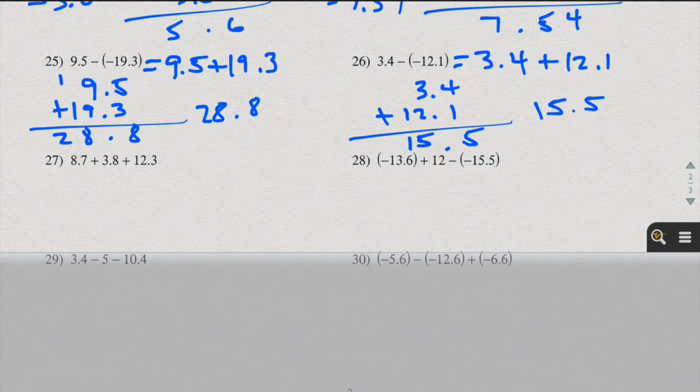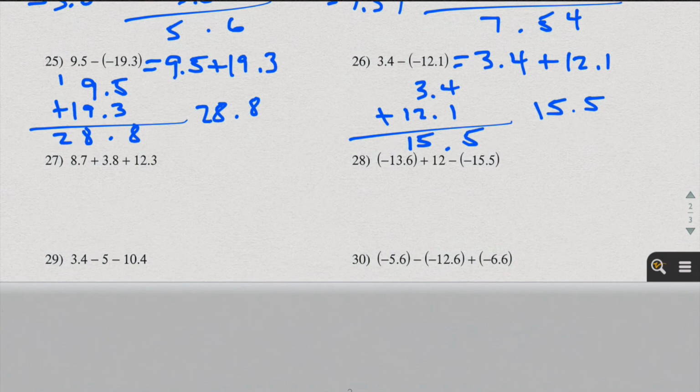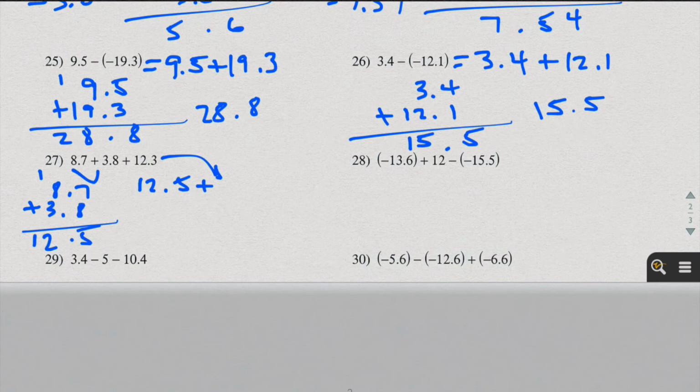Okay, number 27. Now we're adding three numbers, 8.7 plus 3.8 plus 12.3. So let's do this first part. 8.7 plus 3.8. 8 plus 7 is 15. Bring down the decimal. 1 plus 8 plus 3 is 12. So we get 12.5 plus, put this number here, 12.3. When we add those up, we get 24.8.